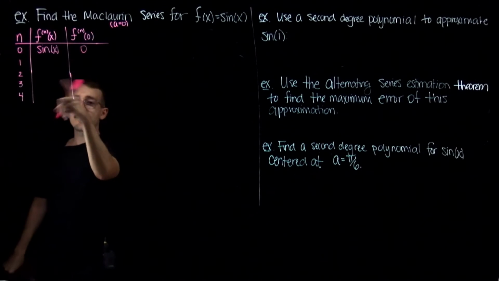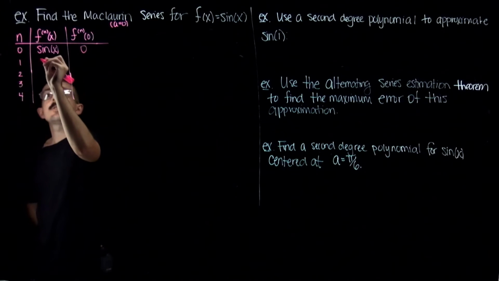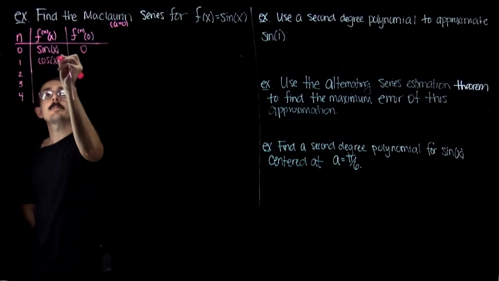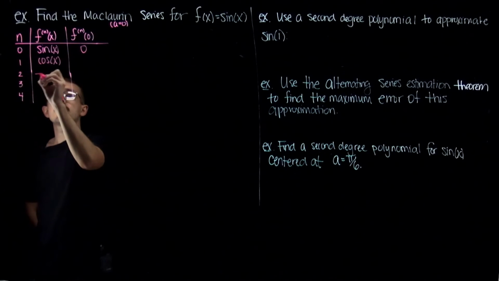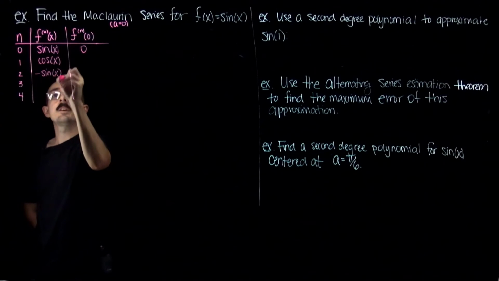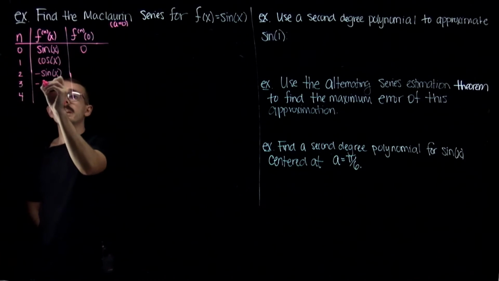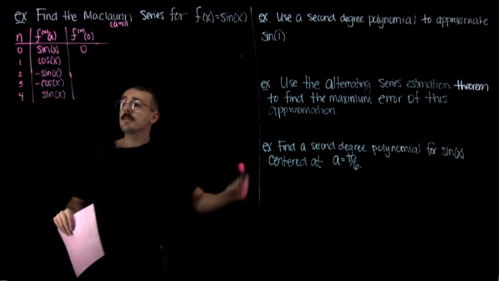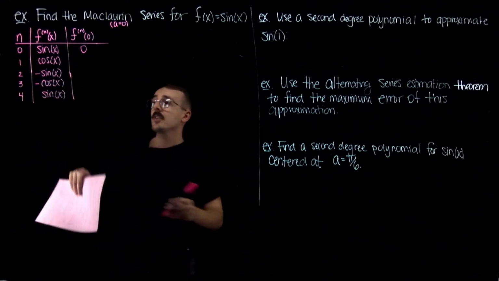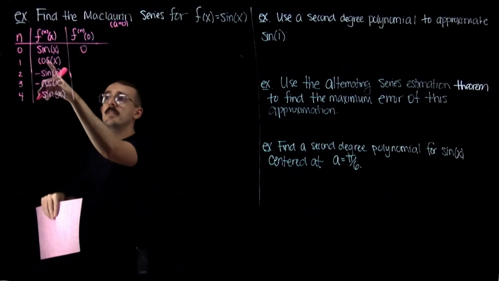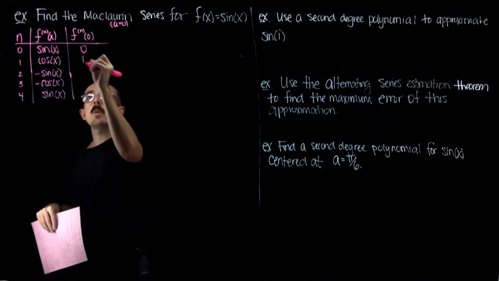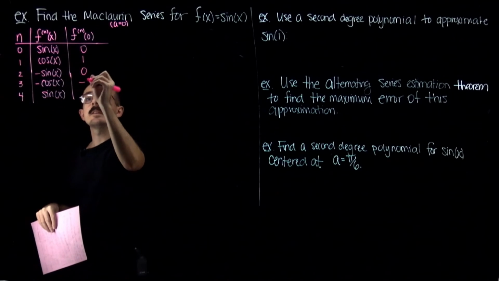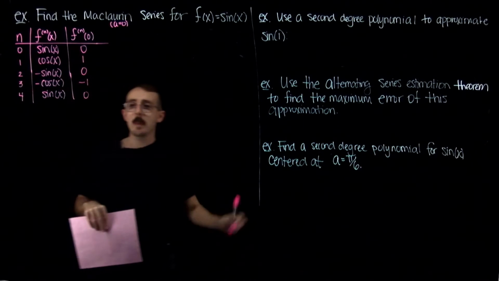And I'm going to just fill out the next few rows here. So the derivative of sine is cosine. That's my first derivative. The second derivative would be negative sine. The third derivative would be negative cosine. And then the fourth derivative would be back to sine of x again. And I know at this stage, this is just going to repeat, so I'm okay stopping here. And then if I plug in 0 into all of these, I get 1, 0, -1, 0.